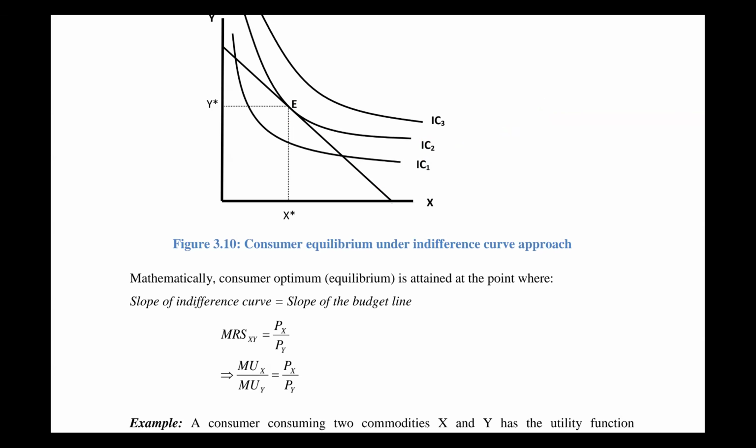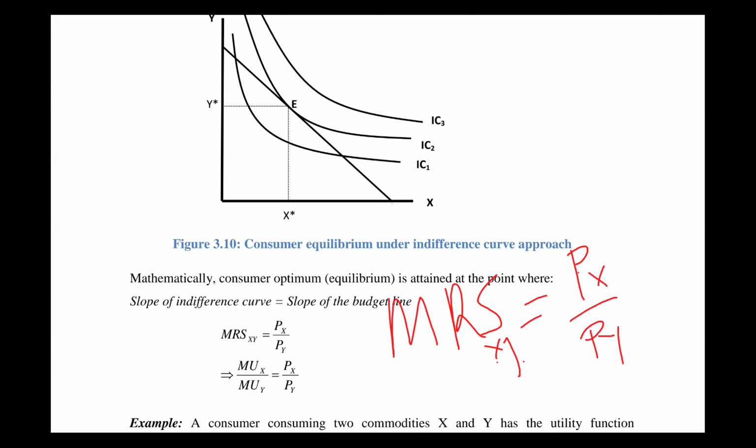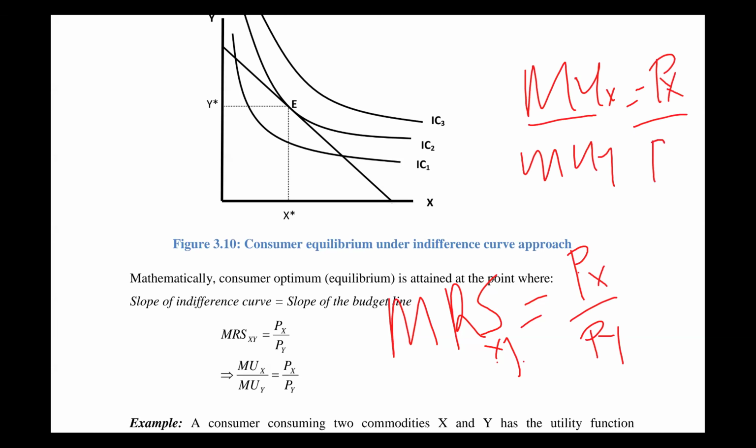So at that point, you find that the slope of the indifference curve, which is the marginal rate of substitution, is actually equal to the ratio of the prices. If this is X for Y, this will be the price of X divided by the price of Y. If it is marginal utility, then marginal utility of X divided by marginal utility of Y shall be equal to price of X divided by price of Y. It is another condition that has to be met at point E, at the optimal point.